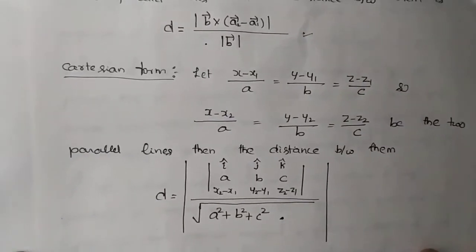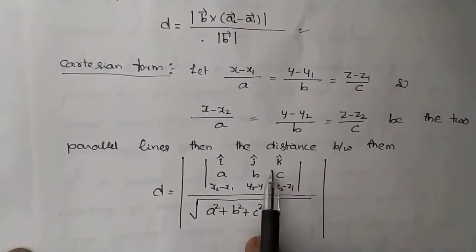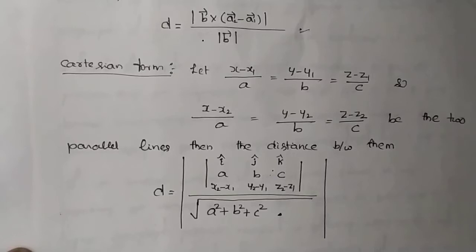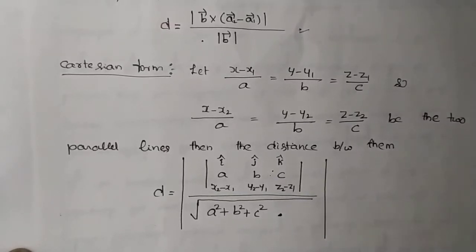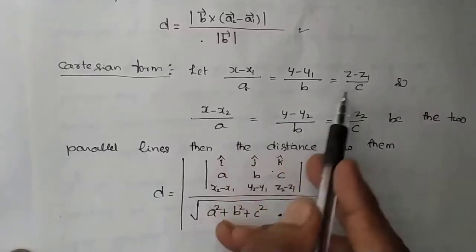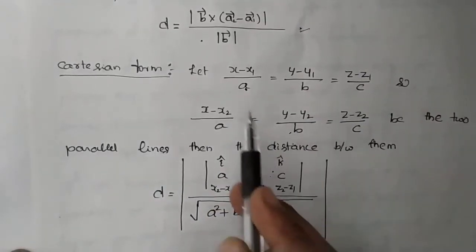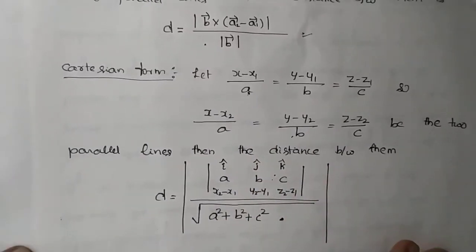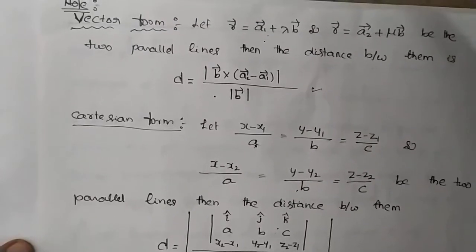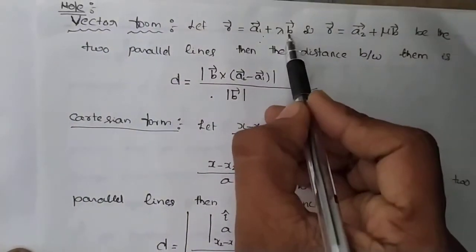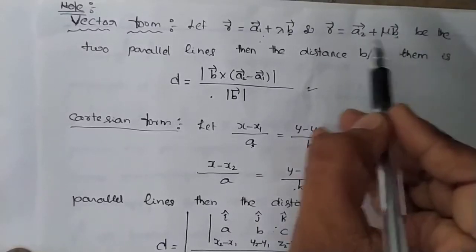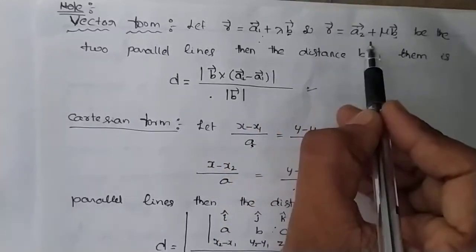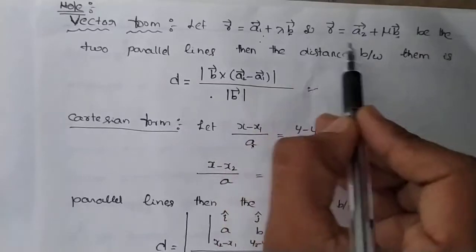You just compare this vector and Cartesian form with the previous derivation of vector and Cartesian form, you find a little bit of difference. Here we have A, B, C, A, B, C. For the two lines, we have the same direction ratios A, B, C, A, B, C, isn't it? And also, you just see in vector form, here we have the b vector, b vector. That b vector is parallel to both the lines.